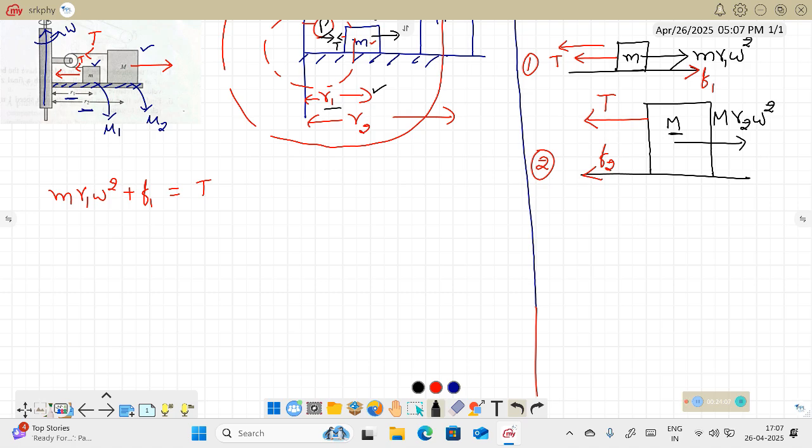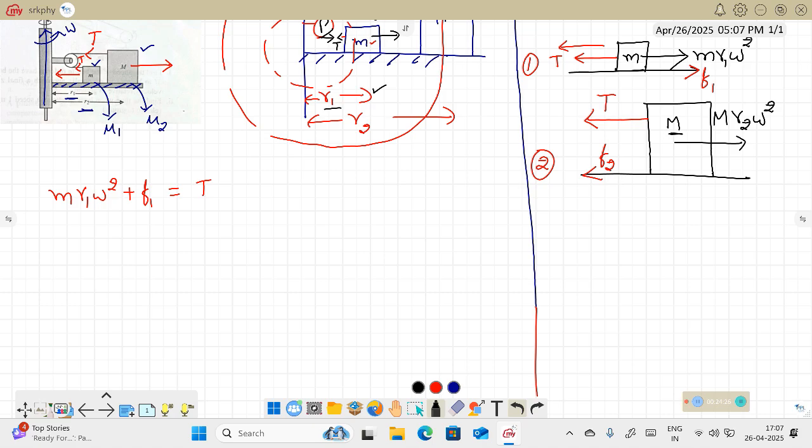But because the question is asking what is the minimum angular velocity required so that they are just ready to move in the radial direction, that means they are not moving. Just ready to move means both must be equal. If any one value is more, then that body is going to move. So that's why I am putting it here.